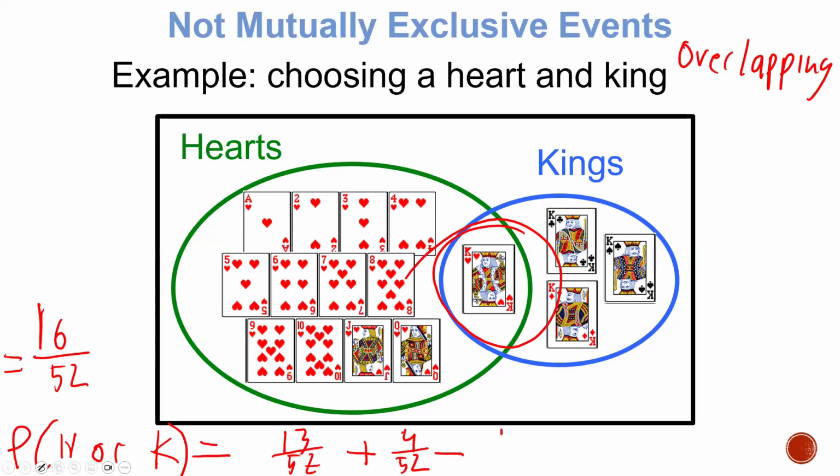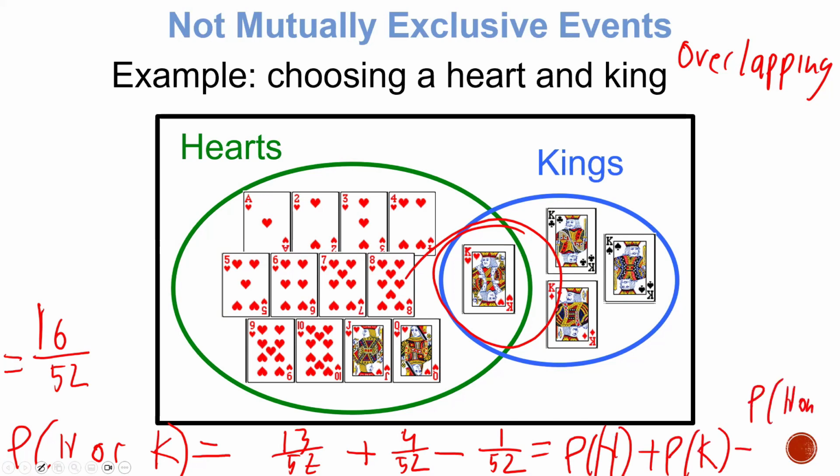So to adjust, you have to subtract what you counted twice, right? Everyone's saying that that's the correction. So notice this is P of H plus P of K minus P of H and K. So the OR is the sum of the two parts minus the overlap. So the union is the sum of the two parts minus the intersection. That's all this formula on the previous slide showed you.